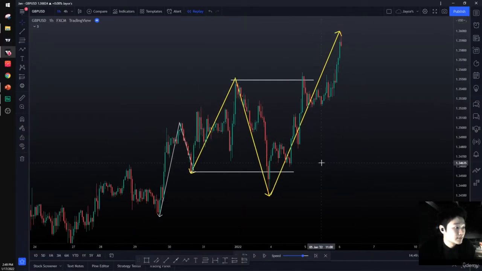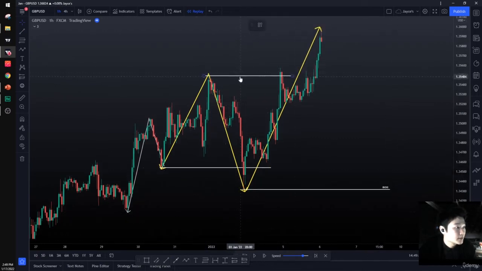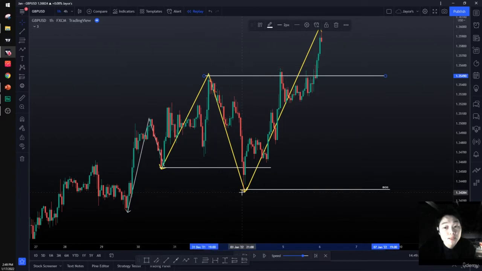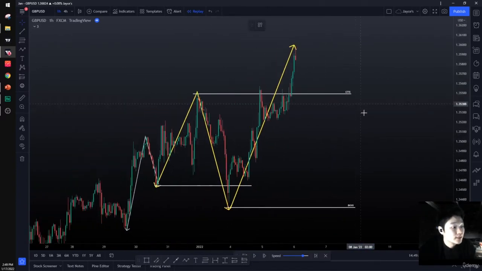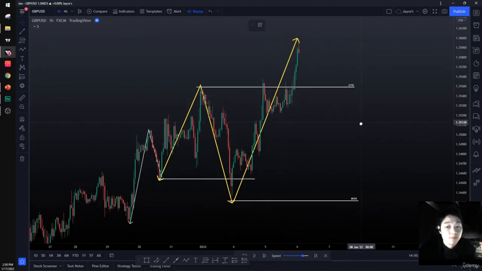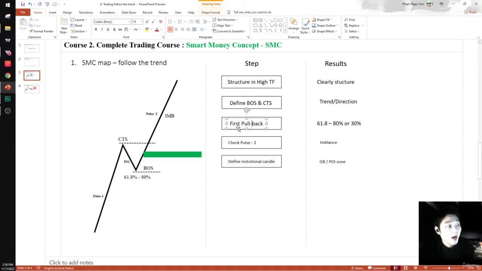What is the BOS and the CTS? With a structure like this, here is our BOS. And our CTS at this time is this low, because that is the low that created this pullback wave. Totally, you can see that price is above the BOS and broke out the CTS, so up movement and buy orders, obviously.